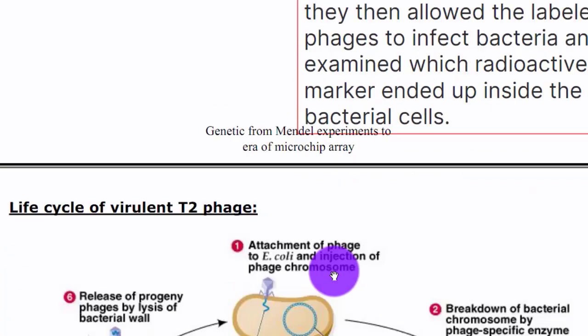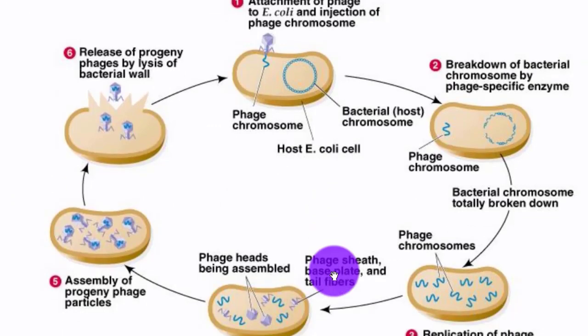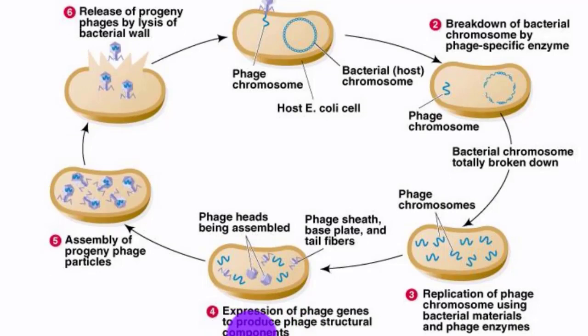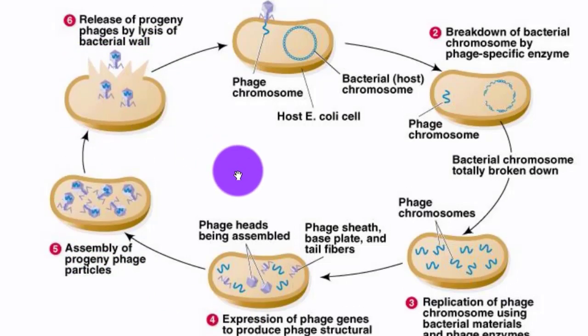In the life cycle of the phage, it enters the bacteria, the bacterial chromosome is totally broken down, and the phage chromosome starts to replicate. Phage genes are expressed to produce structural components, followed by assembly of the progeny and release of progeny phage.